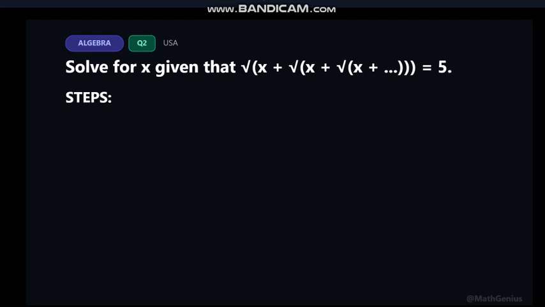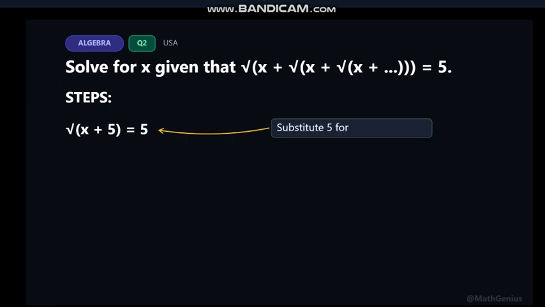Steps. Since the entire infinite string of roots equals 5, the nested part inside is also exactly equal to 5. Square root of (x plus 5) equals 5. Substitute 5 for the infinite nest. To get rid of the root, we square both sides.